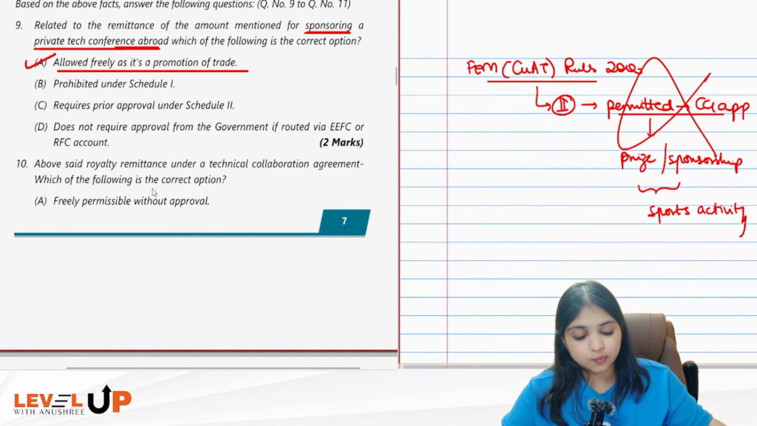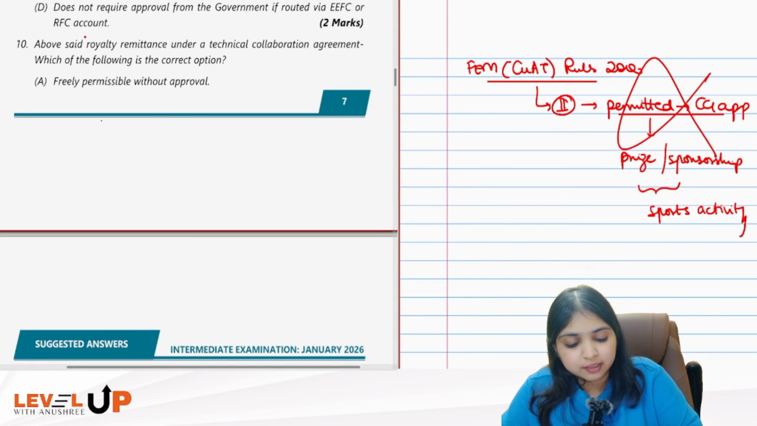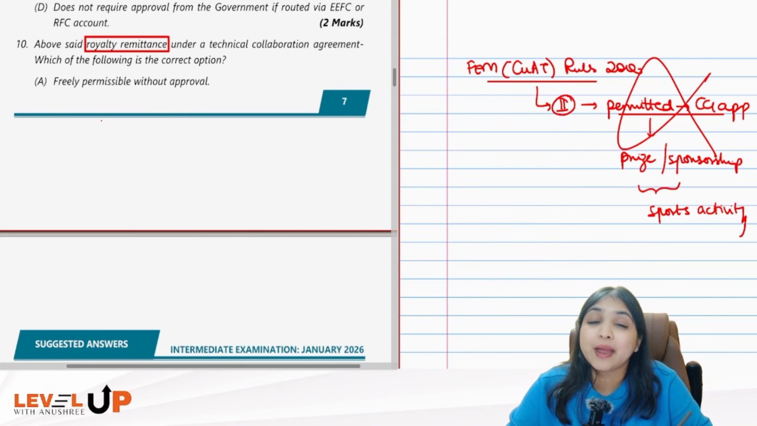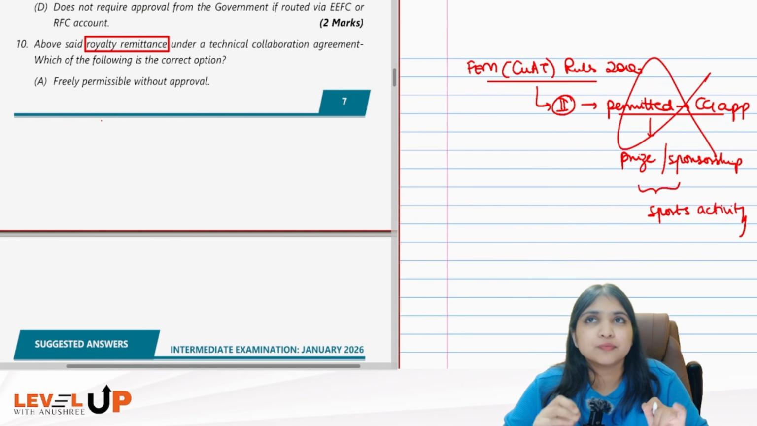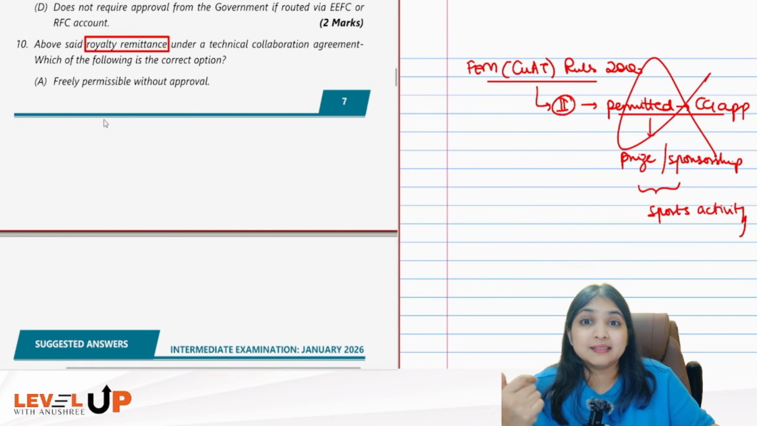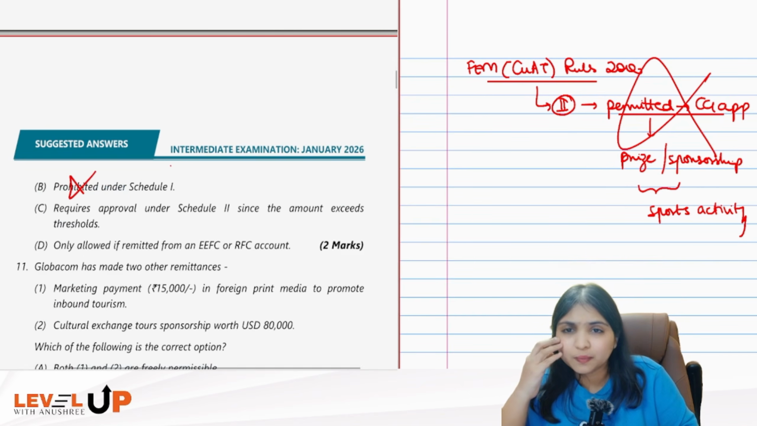Then comes your next question, the above said royalty remittance. Now this royalty remittance, first of all, is it a current account transaction or a capital account transaction? See, it will be a capital account transaction only if it alters your assets and liabilities. This is royalty, this is an expense. This is not going to alter your assets or liabilities. So first of all, it will be a current account transaction. Now in current account transactions, tell me, is it coming under Schedule 1? Is it a prohibited transaction? No guys, it is not a prohibited transaction.